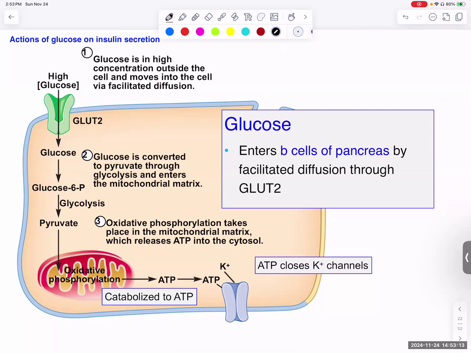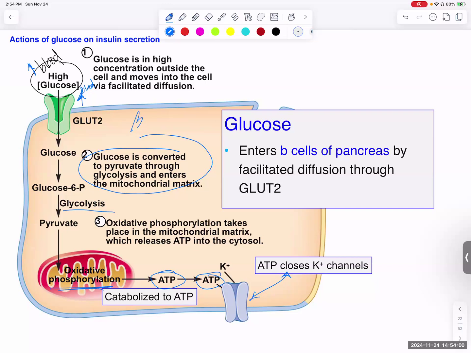What's the action of glucose on insulin secretion? There are monitors monitoring blood glucose levels. When those blood glucose levels go up in the blood, that glucose comes in through GLUT2. Glycolysis is occurring. ATP is being produced through oxidative phosphorylation. And that ATP is going to close potassium channels. So the first thing that happens is you have high blood glucose. It's coming into the cell through GLUT2 channels, not GLUT4, but GLUT2, because this is the beta cell of the pancreas.